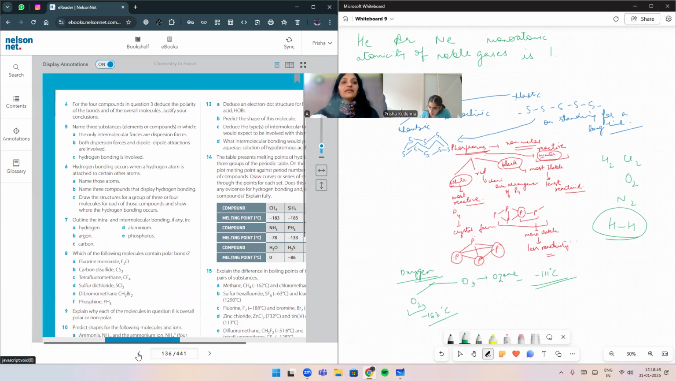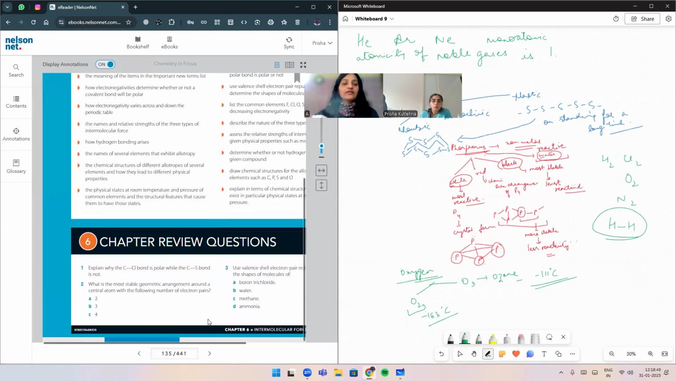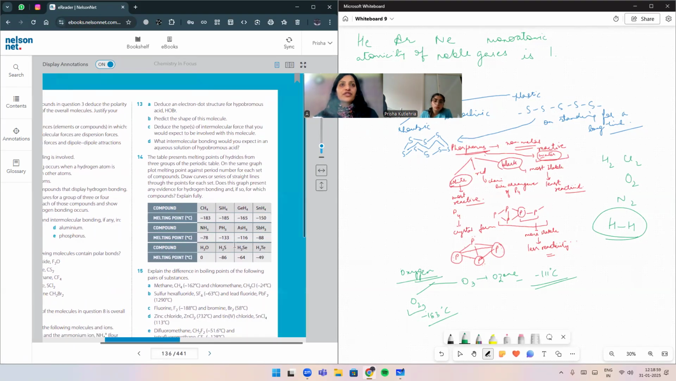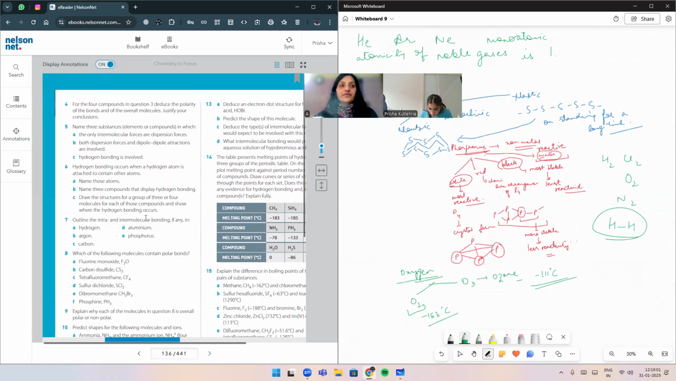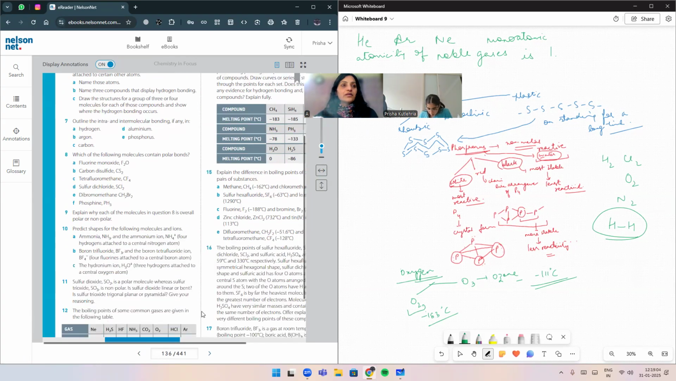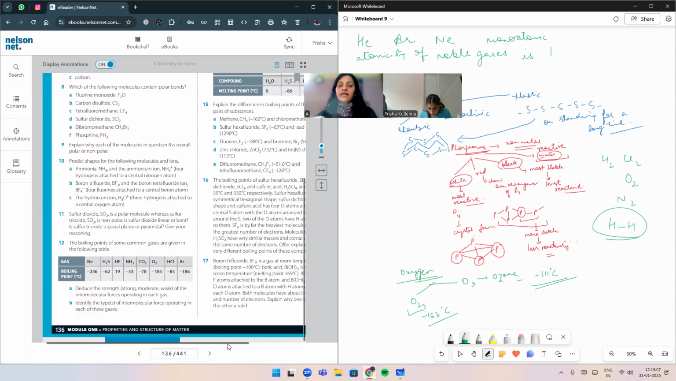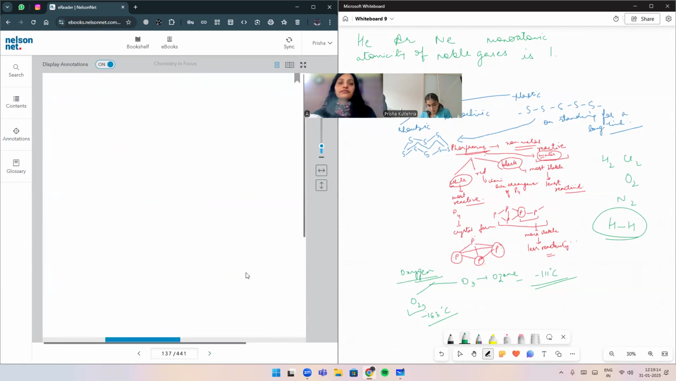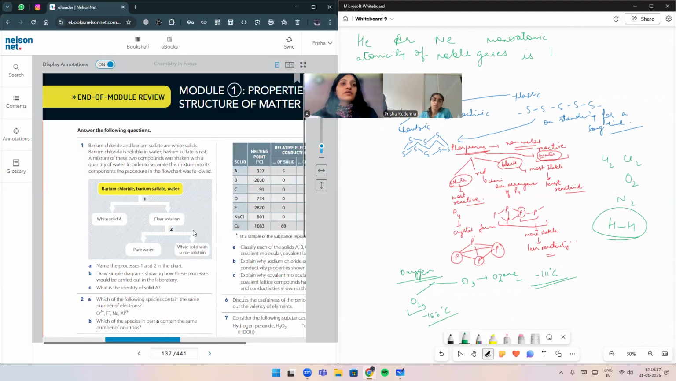Here you have again the assignment, review questions, and I think you can do that. In question number 14, you have to make a graph representing the things. Try to do these, and if you face any problem, we can discuss in the next class. So this one is your module, properties and structure of matter.